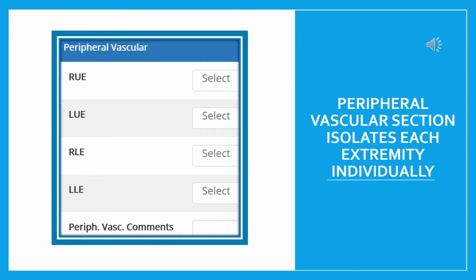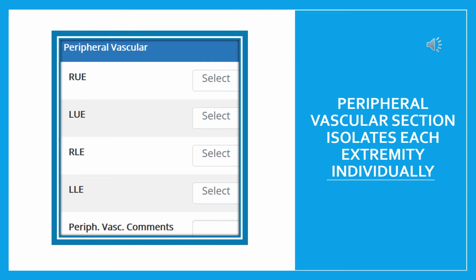The peripheral vascular section isolates each extremity individually. The drop-down for each extremity has descriptors for you to document data like capillary refill, edema, pulses, and pain. If you select an abnormal symptom like pain or problems with pulses, elaborate on your observations in the comment section. Again, you can't just list something abnormal and then not describe it in the comments section.